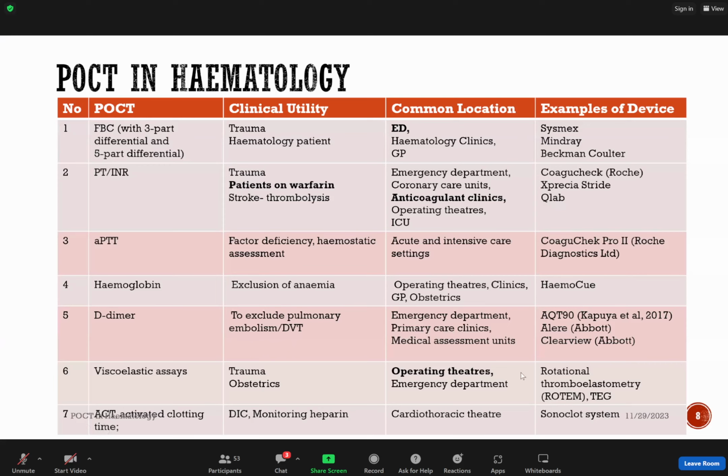Next, viscoelastic assay, clinical utility for trauma and obstetric, with locations at operating theatres and emergency department. These are the examples of devices for TEM and TEG. And the last one, activated clotting time, clinical utility for monitoring heparin in the ICU, location at cardiothoracic center. This is the example of device, the Sonoclot system.